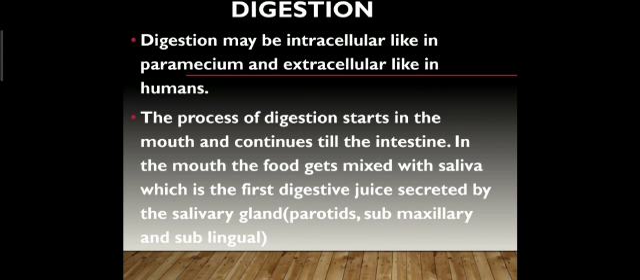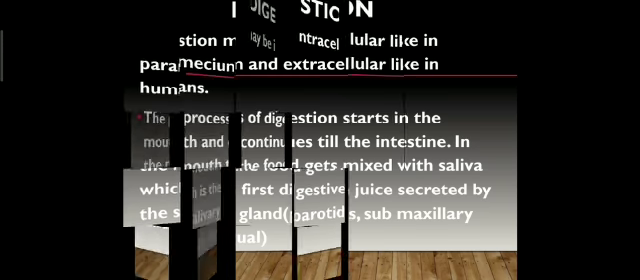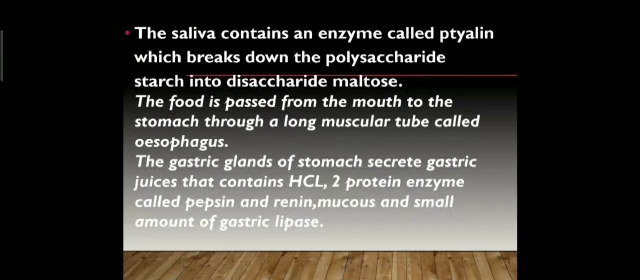In the mouth, the food gets mixed with saliva, which is the first digestive juice secreted by the salivary glands, which are of three types: parotid, submaxillary, and sublingual. The saliva contains an enzyme called ptyalin, which breaks down the polysaccharide starch into the disaccharide maltose. The food is passed from the mouth to the stomach through a long muscular tube called the esophagus.